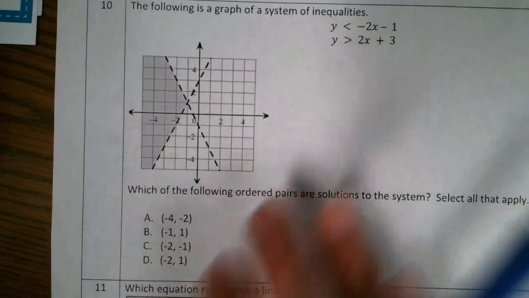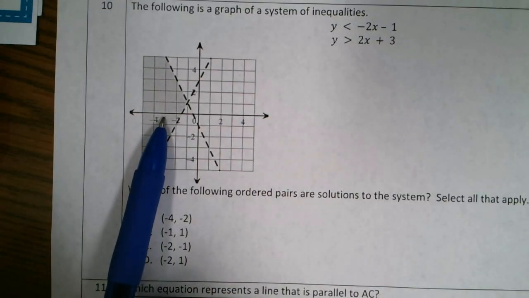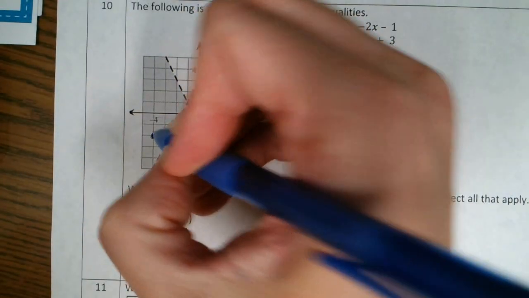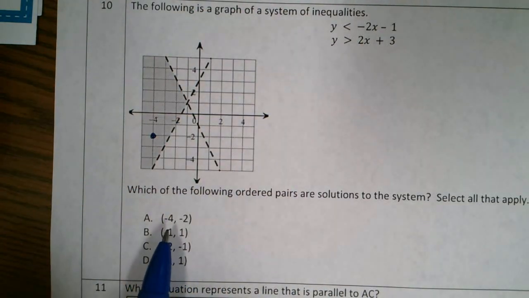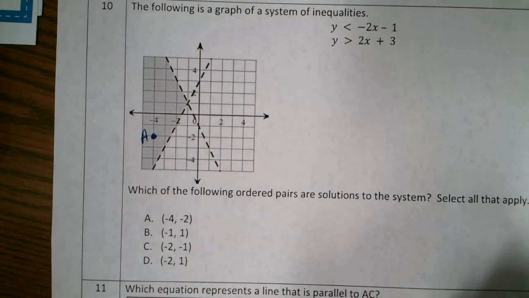When we have a system of inequalities, this shaded area is the solution. So I want to look for my points and plot these points on my graph. (-4, -2) is right here. It's in the shaded region. So that one is a solution.